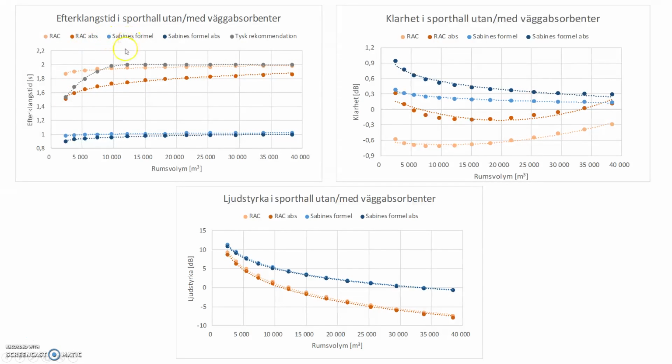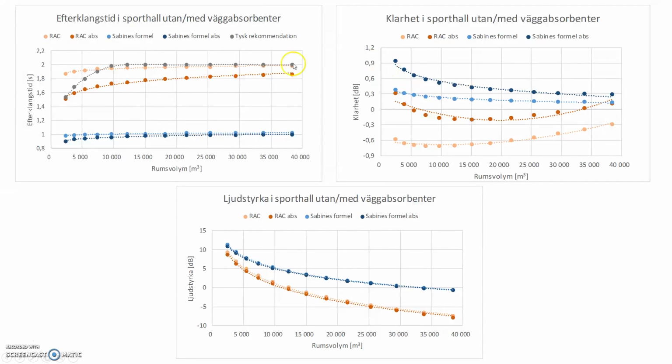Then we have Sabine, with only absorption in the ceiling, and Sabine abs is for absorption both on the ceiling and on the walls. Then we have this German recommendation, which takes into account the volume dependence. The recommendation from Ecophone regarding reverberation time in a sport hall is 1 second, which is only fulfilled if you calculate it with Sabine. But if you calculate it with RAC, which is Ecophone's calculation method, it is not fulfilled.